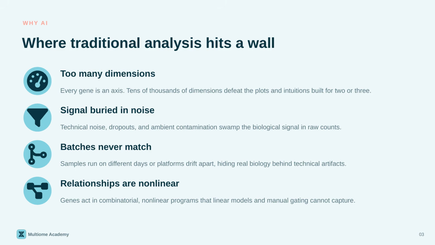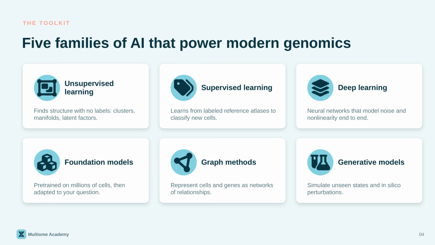There are far too many dimensions to plot. The biological signal is buried in technical noise and dropouts. Samples from different days or platforms never quite line up, and genes act in combinatorial, nonlinear programs that simple models cannot capture. 5 families of AI power modern genomics.